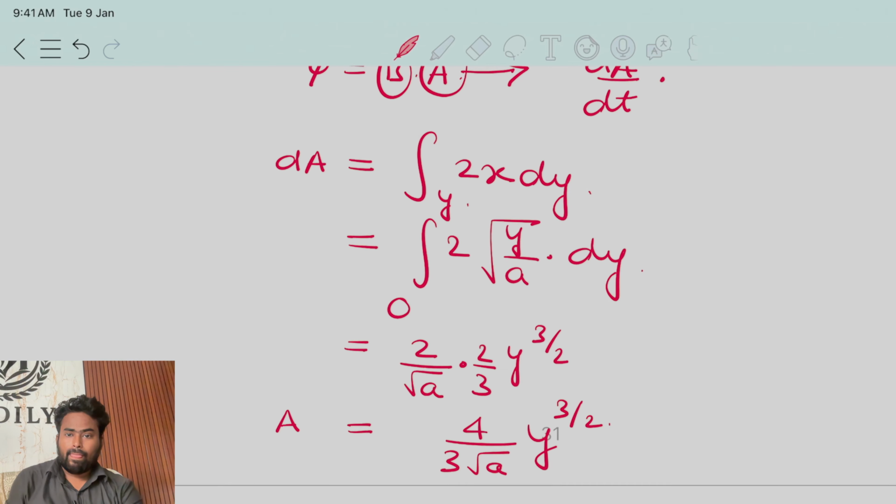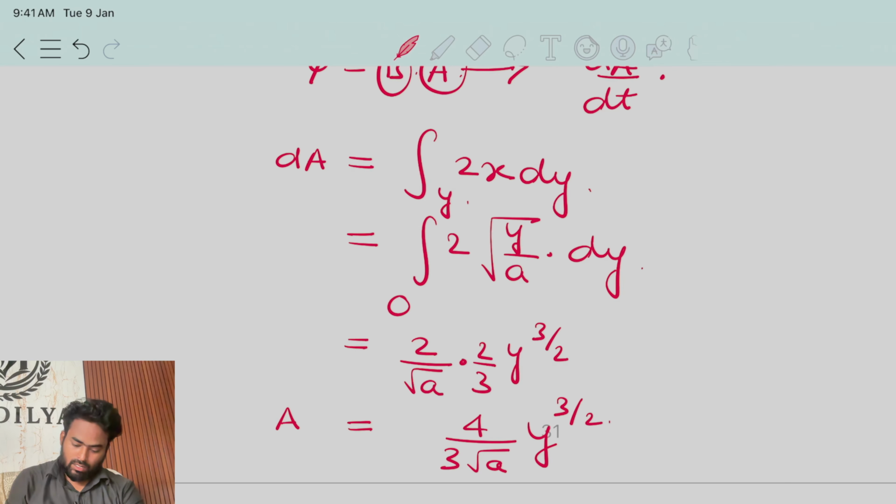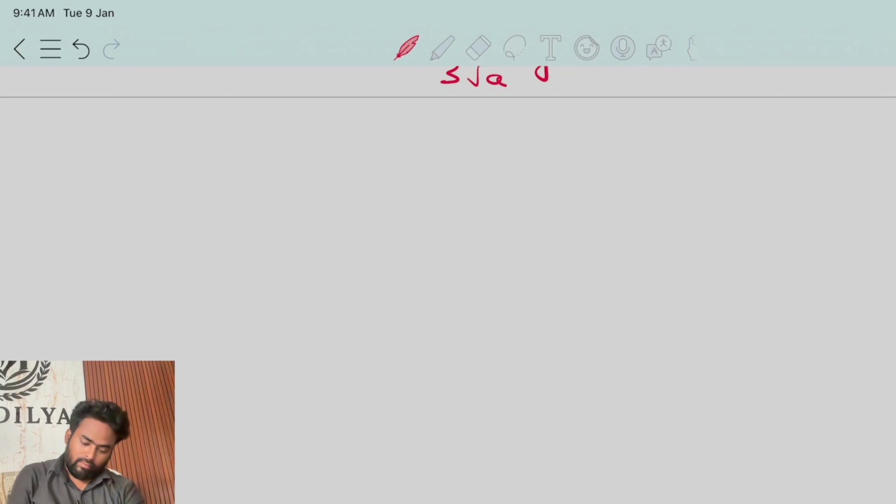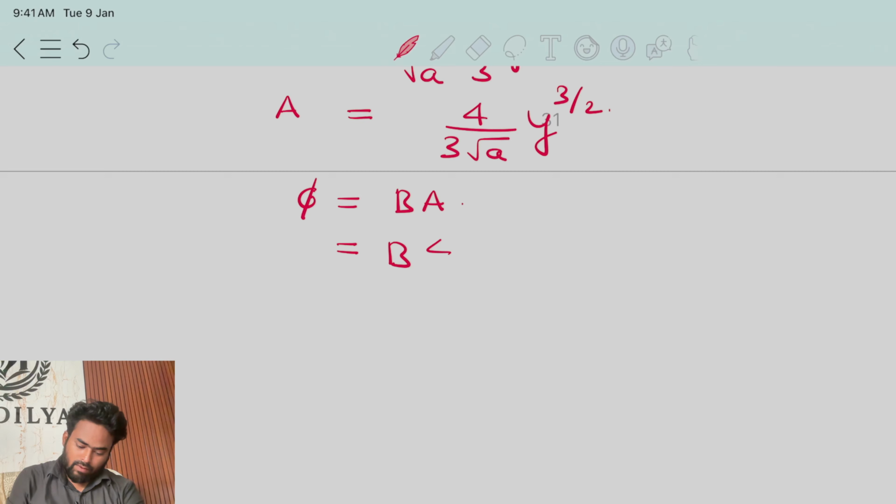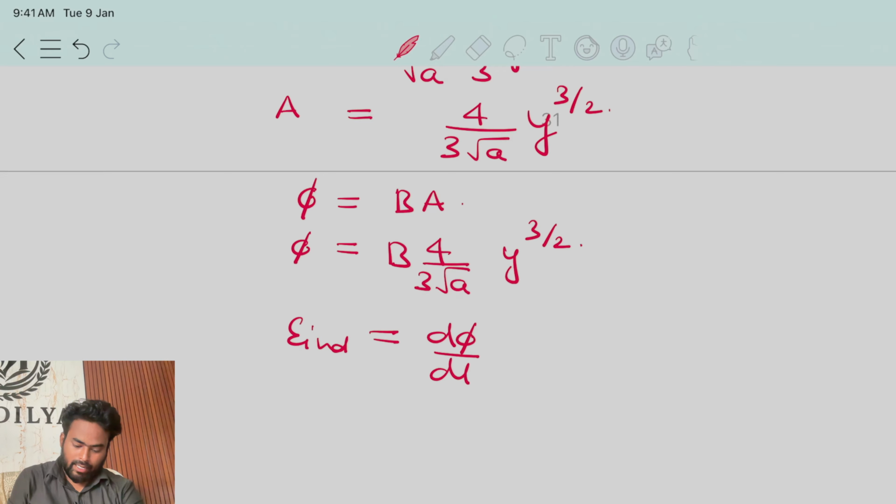Okay, now flux. So flux will be given by field into area. Magnetic field is there, area we have calculated. Area will be 4 by 3 root a and y power 3 by 2. This is our flux. So induced EMF formula is rate of change of flux, just the magnitude we are writing.